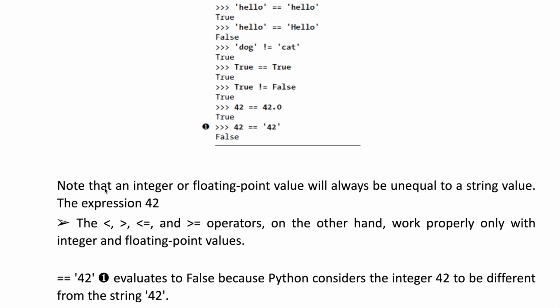But an integer or floating point value will always be unequal to a string value. For example, 42 is equal to "42" enclosed within quotes? No, false. Why? 42 without the quotes is an integer. 42 with quotes is considered a string. That is the meaning of this: the integer or floating point value will always be unequal to a string value, right? So equal and not equal work with any data type.